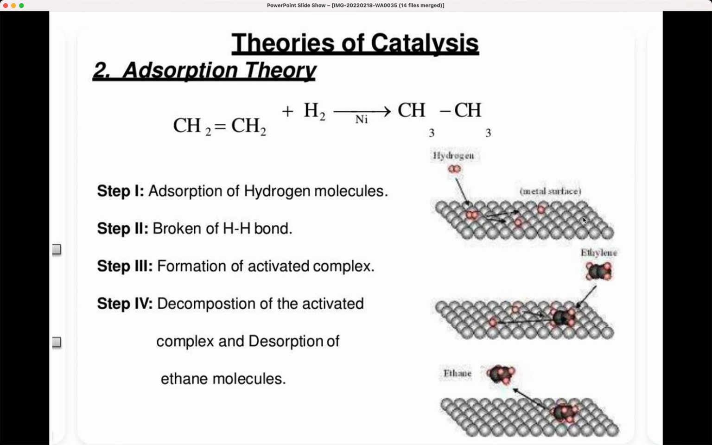So here the adsorption of hydrogen molecules happens, then breaking of HH, hydrogen bond, and next step is formation of activated complex, and finally decomposition of activated complex and desorption of ethane molecules. So here we learnt everything, all these terms in the surface chemistry. Those who have any doubts, please go to the unit surface chemistry and go through these definitions.